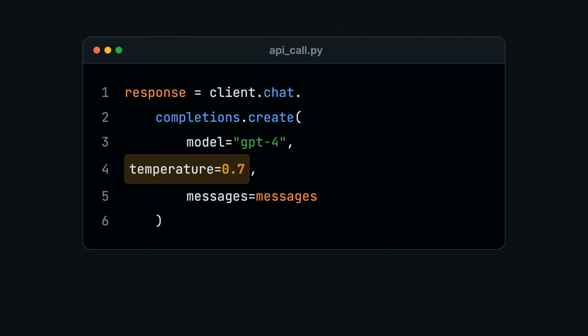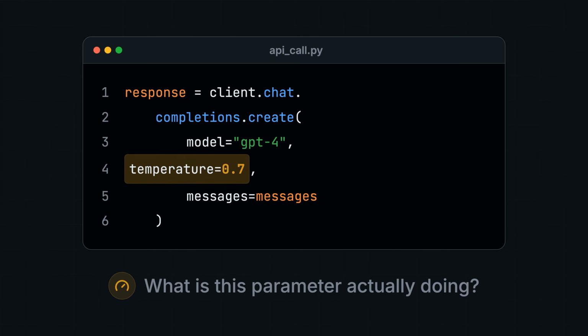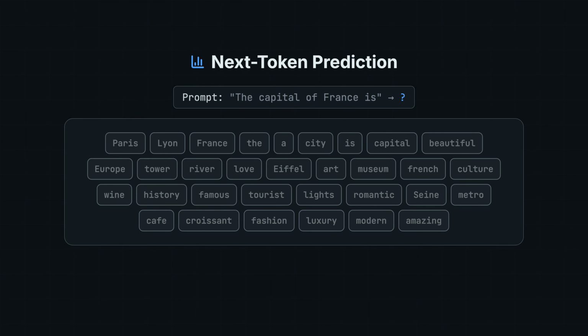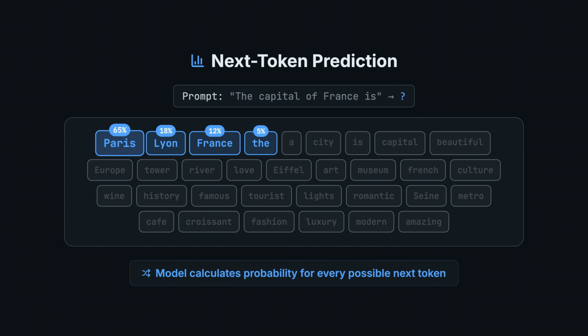You've typed this parameter into your code. Maybe you changed it. Maybe you weren't sure what number to pick. But what is it actually doing? Remember, the model is a next token predictor. At every step, it calculates a probability for every possible next token. Tens of thousands of options.